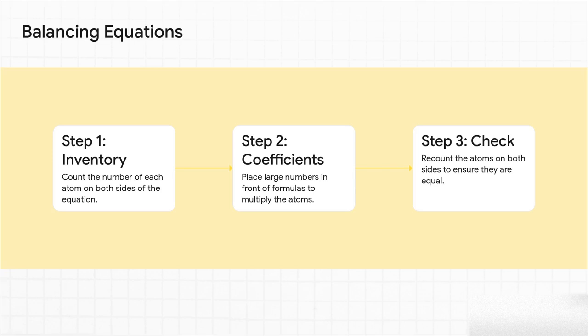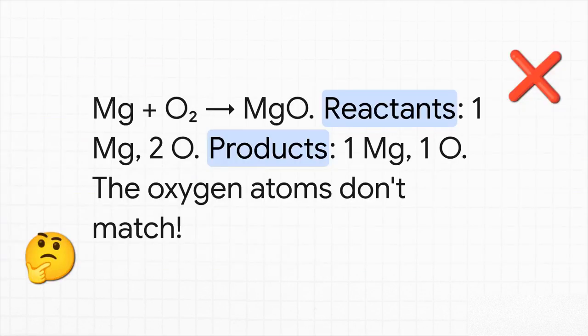And remember this, you can never change the little subscript numbers in a formula. Finally, just check your work to make sure it all adds up. All right, let's walk through 1, magnesium reacting with oxygen.